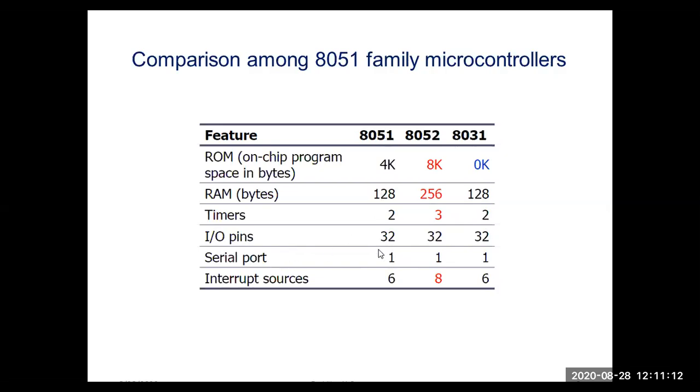these microcontrollers. Number of interrupt sources available, in case of 8051, 6 interrupt sources are there. In case of 8052, 8 interrupt sources are there. And in case of 8031, 6 interrupt sources are available. Okay. Now, under 8051 family of microcontrollers, many hundreds of microcontrollers are there, and depending on your application's requirement, you can select any one of these.